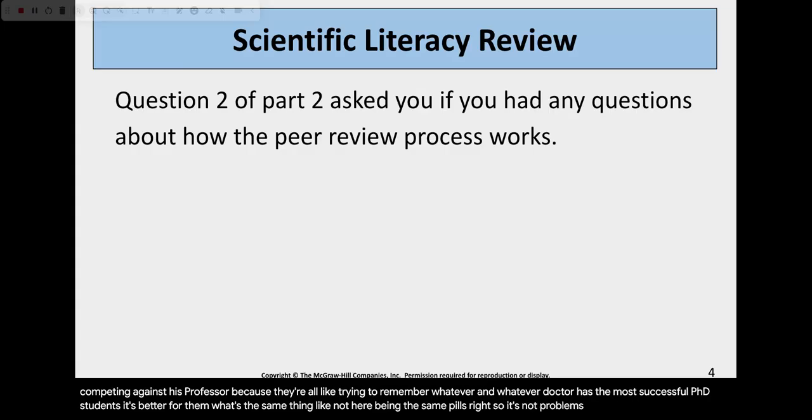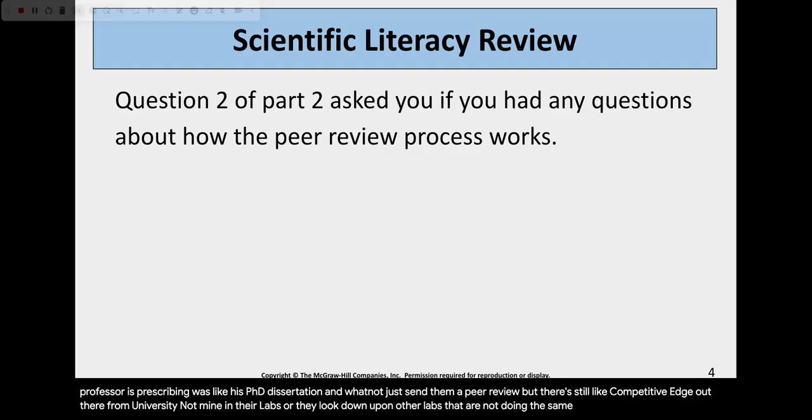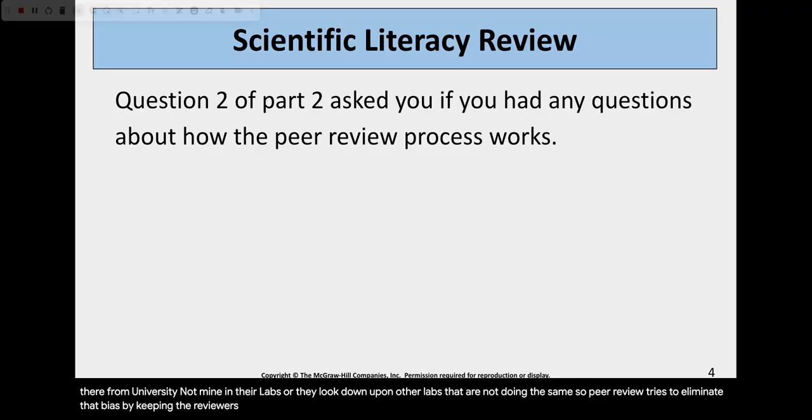It can. It's rare that it does in the peer review process. So I think the process your professor was describing was his PhD dissertation and whatnot, just different than peer review, but there's still a competitive edge out there. Some universities are very competitive in their research. They want the top minds in their labs, or they look down upon other labs that are not doing the same thing as them. So peer review tries to eliminate that bias by keeping the reviewers anonymous. That way they don't know who is being reviewed, and sometimes they will also make the authors anonymous as well, so they don't know who they are reviewing.